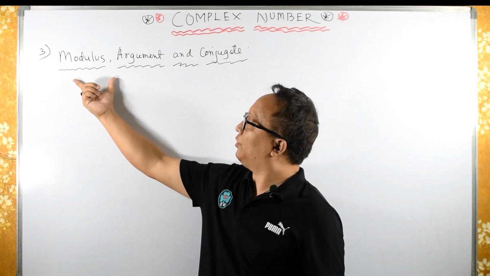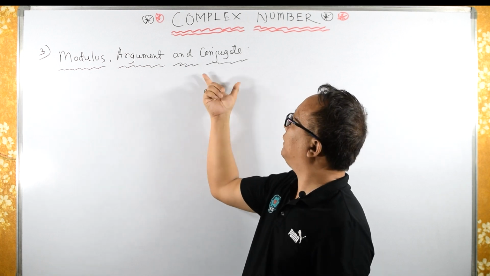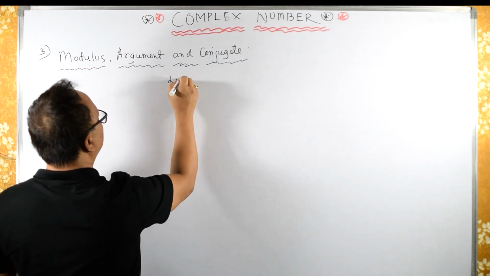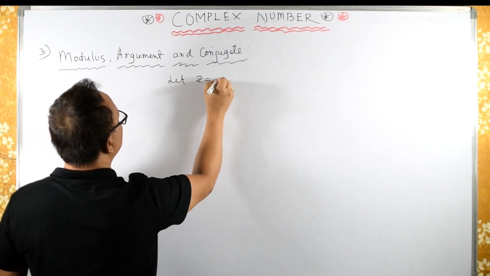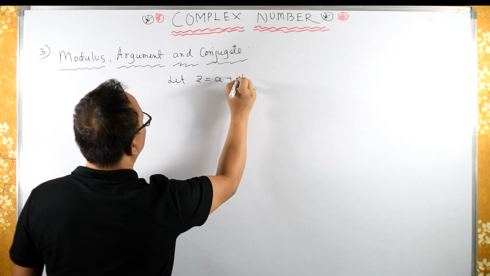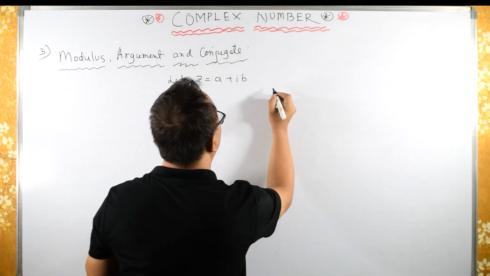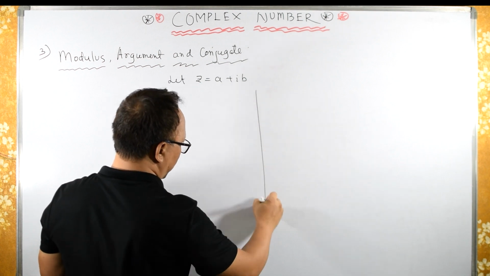Let's discuss modulus, argument, and what is conjugate. Let a complex number be z equals a plus ib. Remember what a and b are? A and b are real numbers. Okay. Let's consider the complex plane.